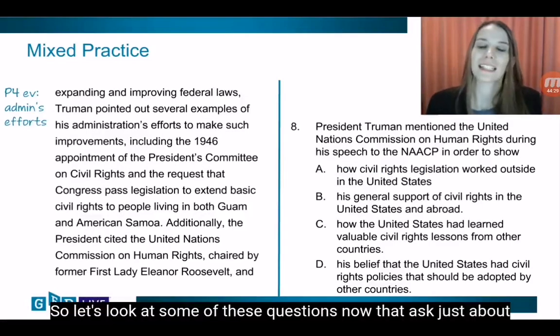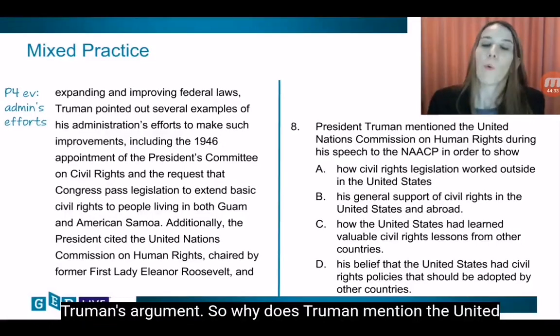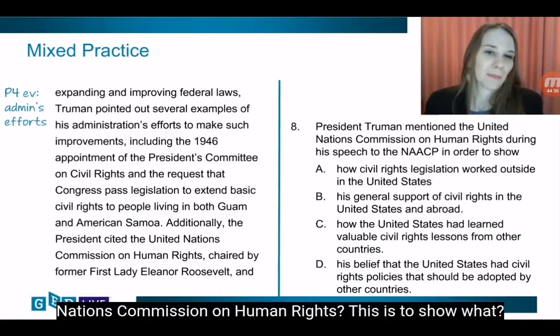All right, so let's look at some of these questions now that ask just about Truman's argument. So why does Truman mention the United Nations Commission on Human Rights? This is to show what?